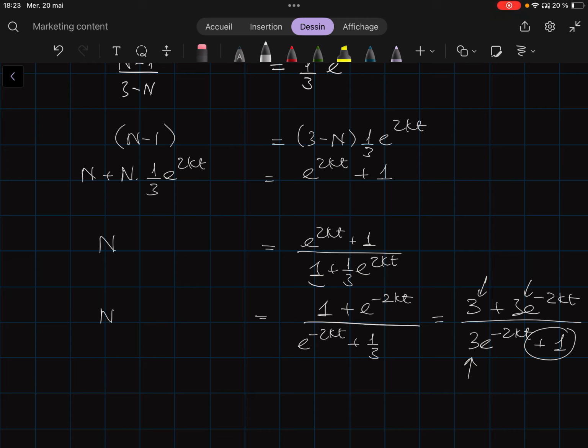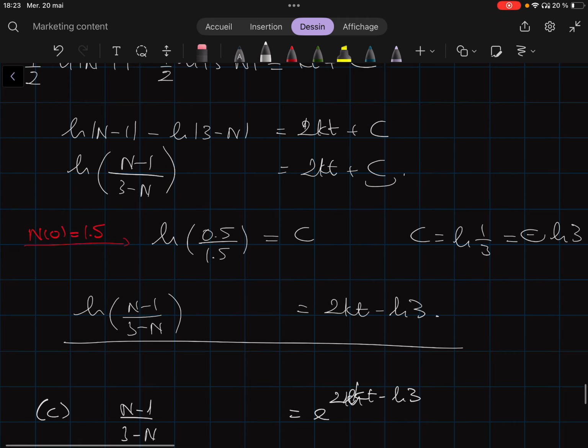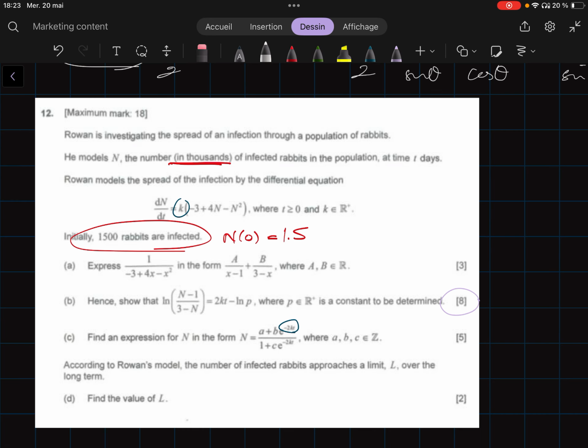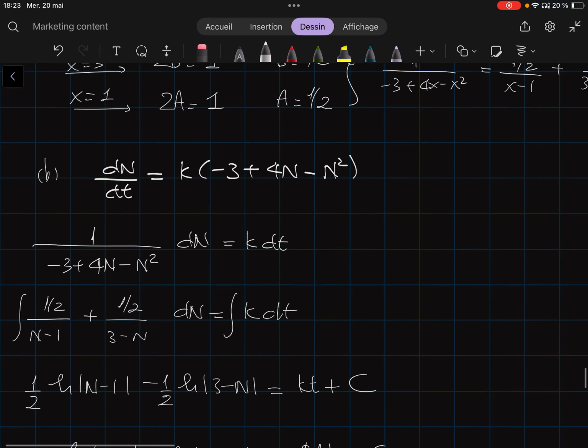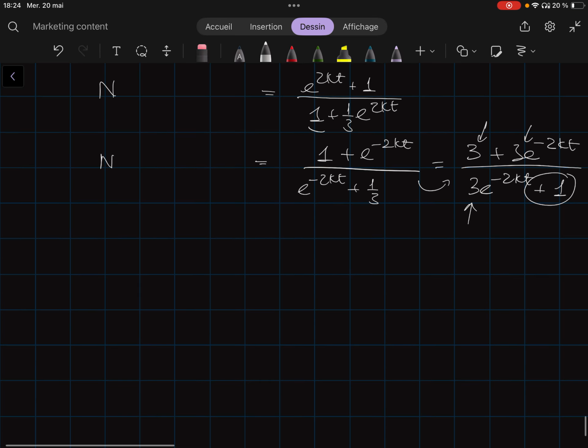The manipulation is a little bit tricky, and I can see how a lot of students would have lost at least 1 mark because of this manipulation. Part D. According to Rowan's model, the number of infected rabbits approach a limit L over the long term. Find the value of L. So, this is a logistic model for those who are not aware. But for this question, all you need to know is taking the limit as t tends to infinity of n of t.